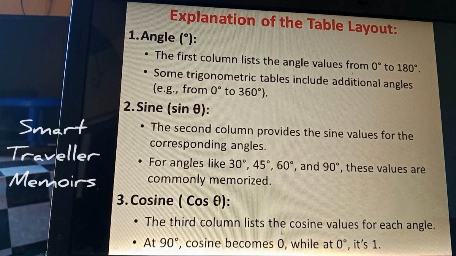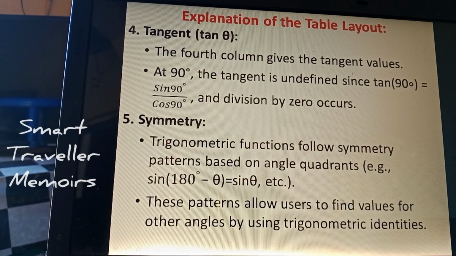The third column lists the cosine values for each angle. At 90 degrees, cosine becomes 0, while at 0 degrees, it's 1. Tangent. The fourth column gives the tangent values. At 90 degrees, the tangent is undefined. Since tan 90 degrees is sine 90 over cos 90, and you know cos 90 is 0, and division by 0 is not allowed, so it is undefined.